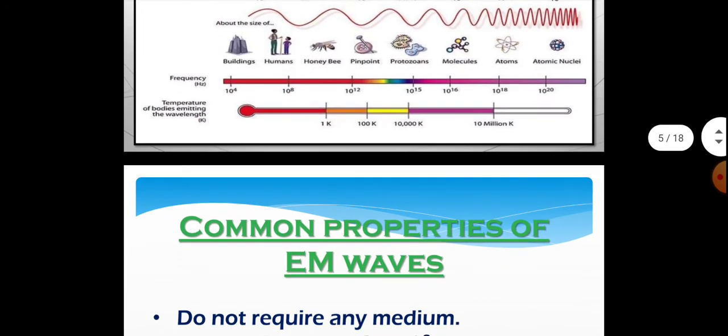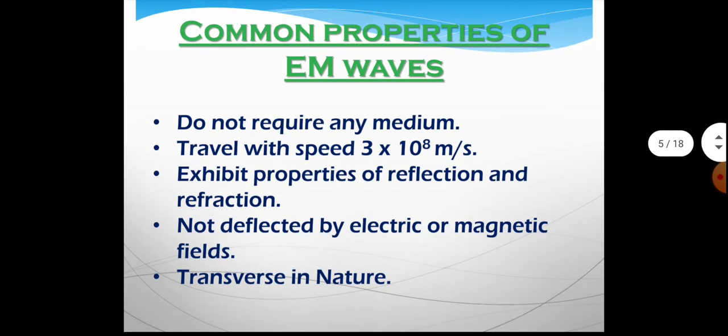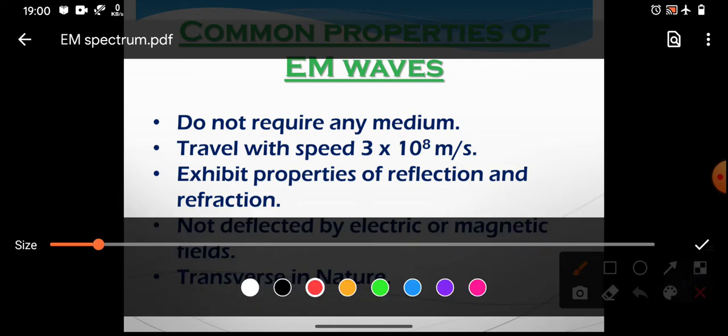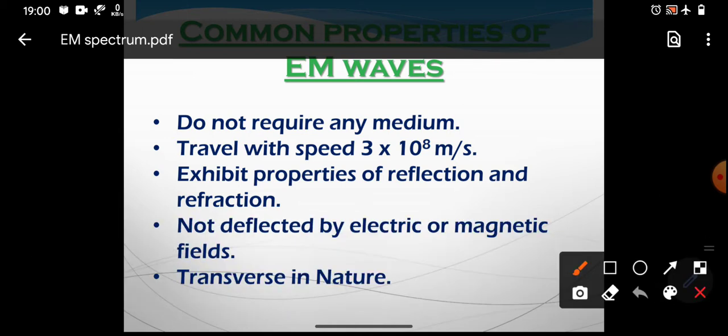Next, let's proceed. Now let us talk about some of the properties of the electromagnetic waves. First, they do not require any medium. Since they are light waves, it is not necessary that they have to be in a material medium. They can travel also in a vacuum. Then, since they are light waves, they travel with a speed of 3 into 10 to the power 8 meters per second.